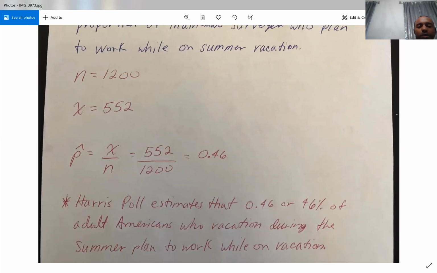So I had this last statement, the conclusion of what they're talking about. The Harris poll estimates that 0.46 or 46% of adult Americans who vacation during the summer plan to work while on vacation. So that's what that would mean. All right, everybody good before we go to the next page?